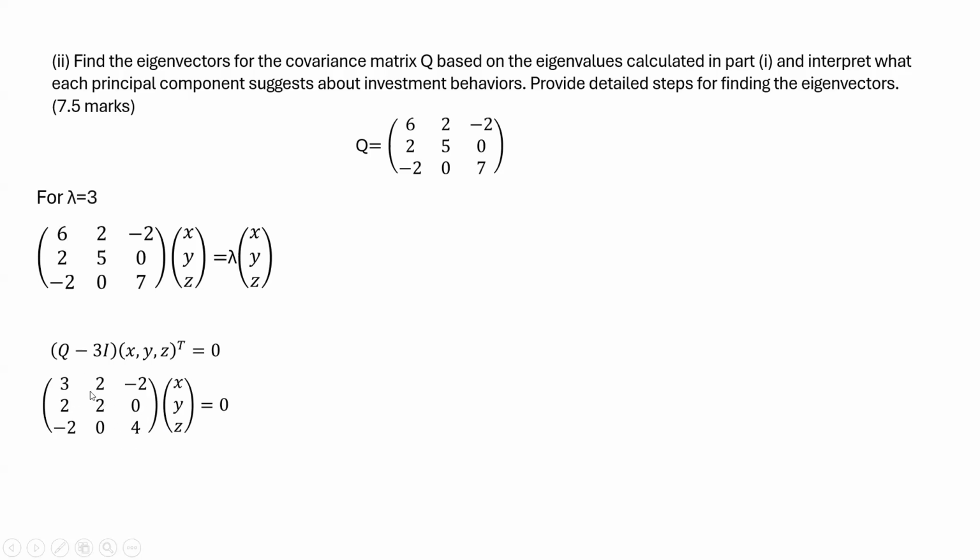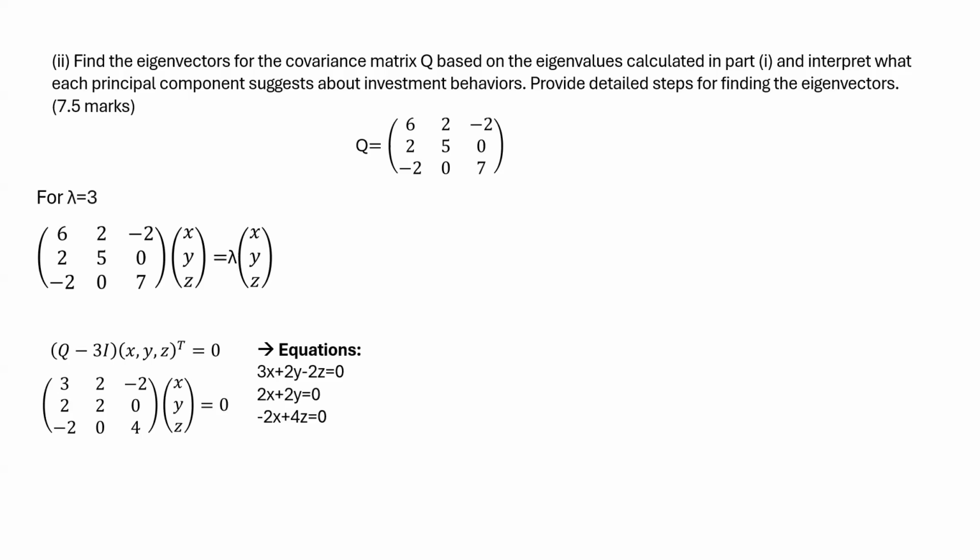When you end up with this, you just have to create the equations and let them equal 0. So this is x, y, z, right? 3x plus 2y minus 2z equals 0. 2x plus 2y equals 0. Minus 2x plus 4z equals 0. So you end up with those equations, you put them there, and you try to solve them.